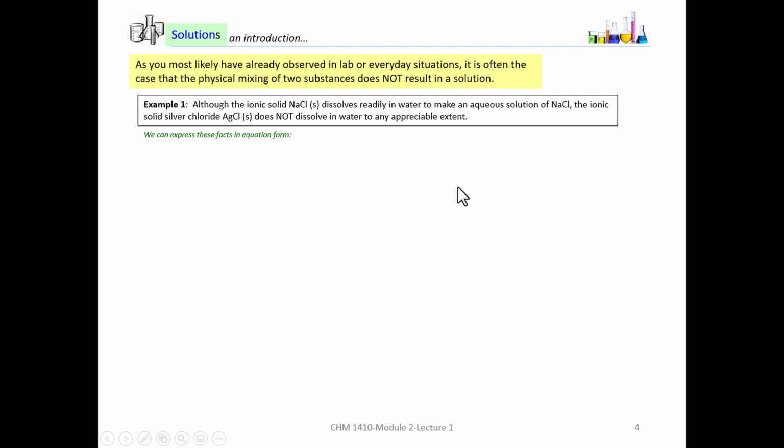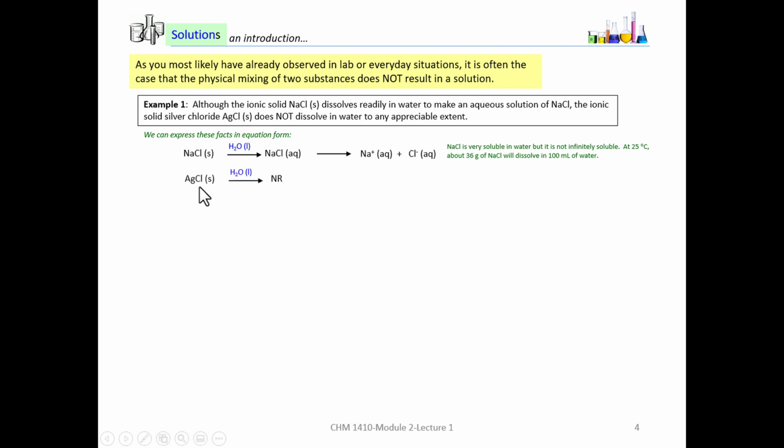Now we can express these facts in equation form. Before, sodium chloride dissolves in water to give aqueous sodium chloride, and then hydrated sodium and chloride ions dissolved in water. And if you look this up in a handbook, you'd find out that sodium chloride is very soluble in water, but it's not infinitely soluble. At 25 degrees C, about 36 grams of sodium chloride will dissolve in 100 milliliters of water.